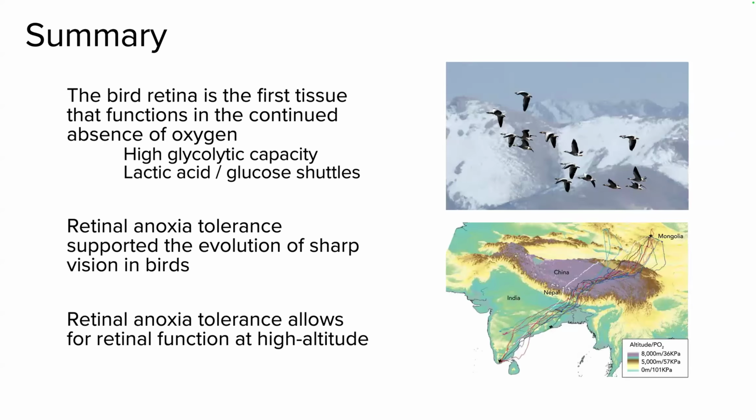And then finally, we argue that this retinal anoxia tolerance is something that is very beneficial for birds that fly at high altitude. If we are at high altitude, we increase perfusion of our blood vessels through the entire body to deliver enough oxygen. But this is not possible within the bird retina because they don't have any blood vessels. So if they did not have mechanisms to tolerate the complete lack of oxygen, there was no way that they could use visually guided migration when flying at high altitude.